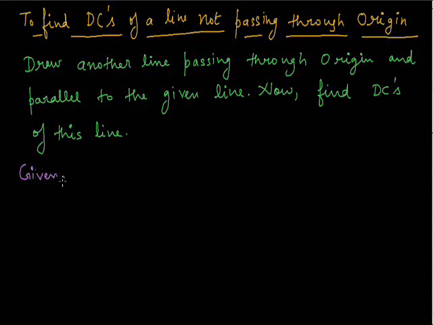Now, while attempting questions, the questions could be like this. Suppose you are given, and this is also a short form to write direction cosines, DCs. You can use this format or you can just use this format. Given DCs of a line are L, M, N. The direction cosines of a line L, M, N are given to you, and you need to find the direction ratios.